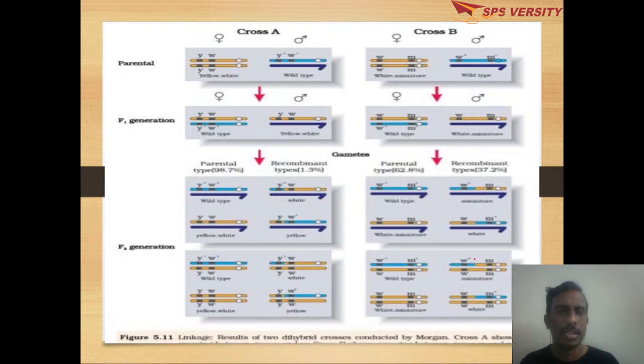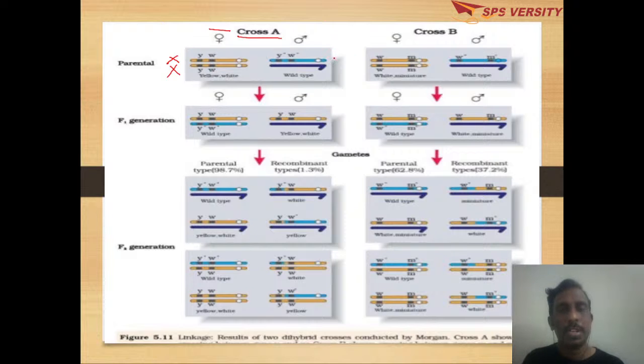So here you'll see what cross was done by Mendel. In cross A, if you observe carefully, he has taken a female. In the female, the yellow colored chromosomes you are seeing are X chromosomes. So this is yellow bodied, white eyes. That is, the female is yellow body, white eyes.